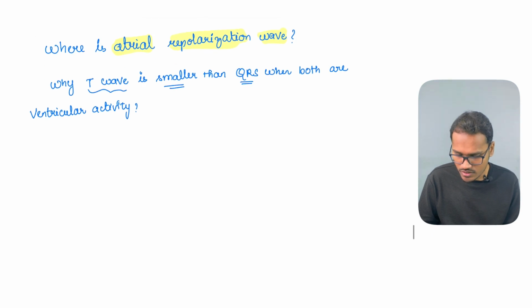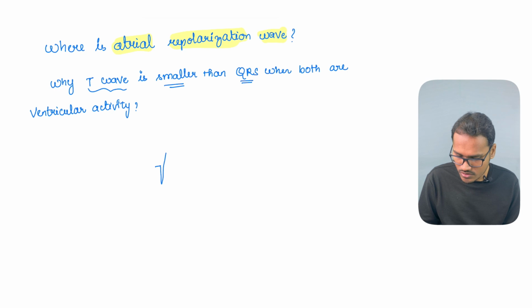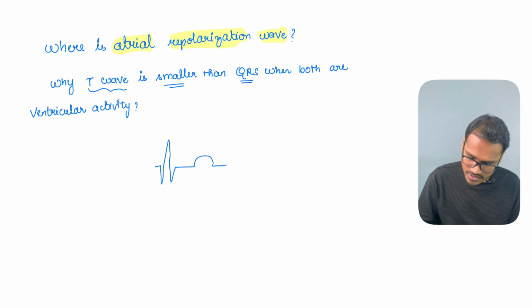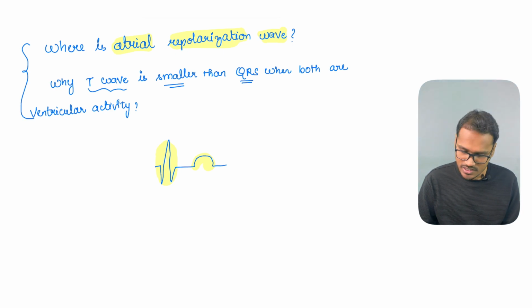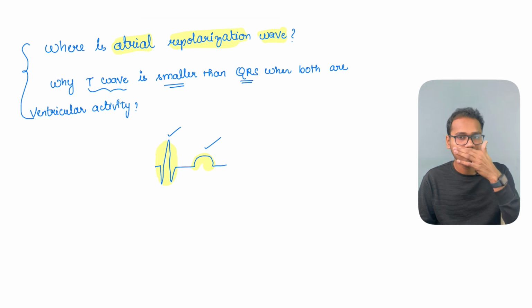And why is the T wave smaller than the QRS complex? Whenever we are drawing the QRS complex, as you can see here, the QRS complex is taller and the T wave is smaller. Why is it so? I am asking this question because the QRS complex is produced by the same musculature, the ventricular muscle, and the T wave is also produced by the same musculature. Both these questions I would like you to answer in the comment section, and I will try to pin the correct answers. So why is the height of the T wave not as large as the QRS complex, and where has our atrial repolarization gone?